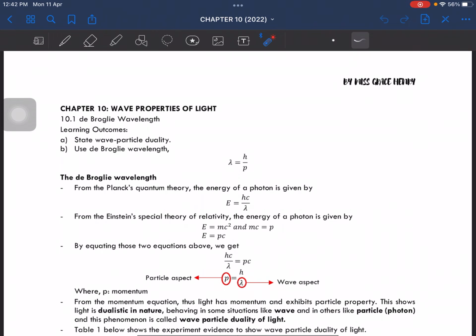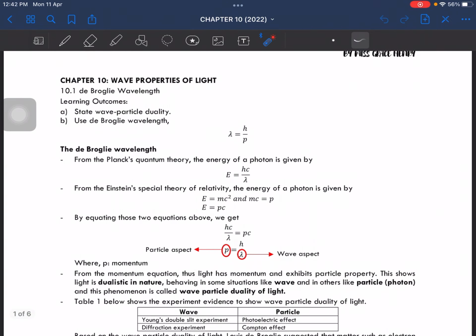Okay. So the first subtopic is on the de Broglie wavelength. I don't know how to pronounce that. If you want to pronounce it in the correct way, just Google it. So in this subtopic, you have to be able to state the wave-particle duality, and then use the de Broglie wavelength equation, which is this one. Okay. So what is this de Broglie wavelength?